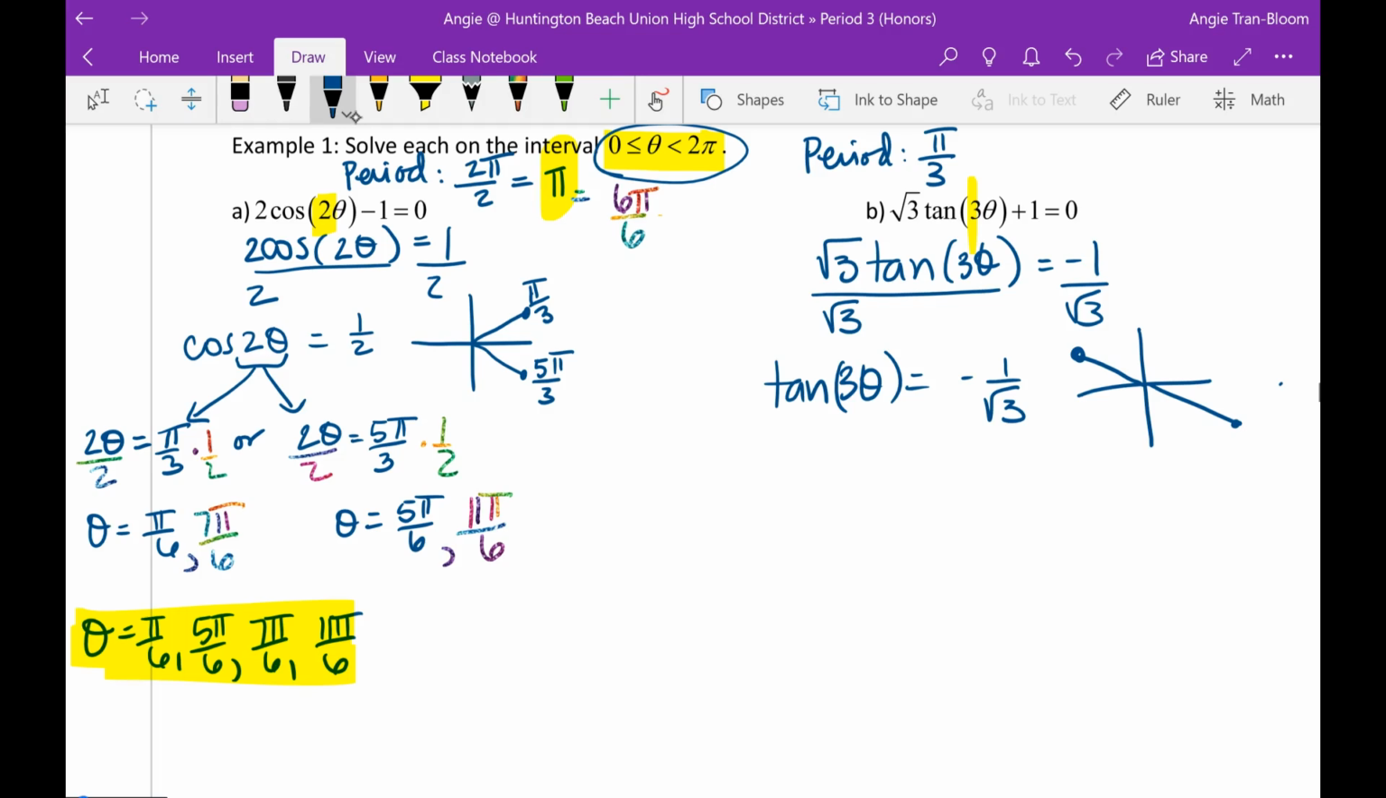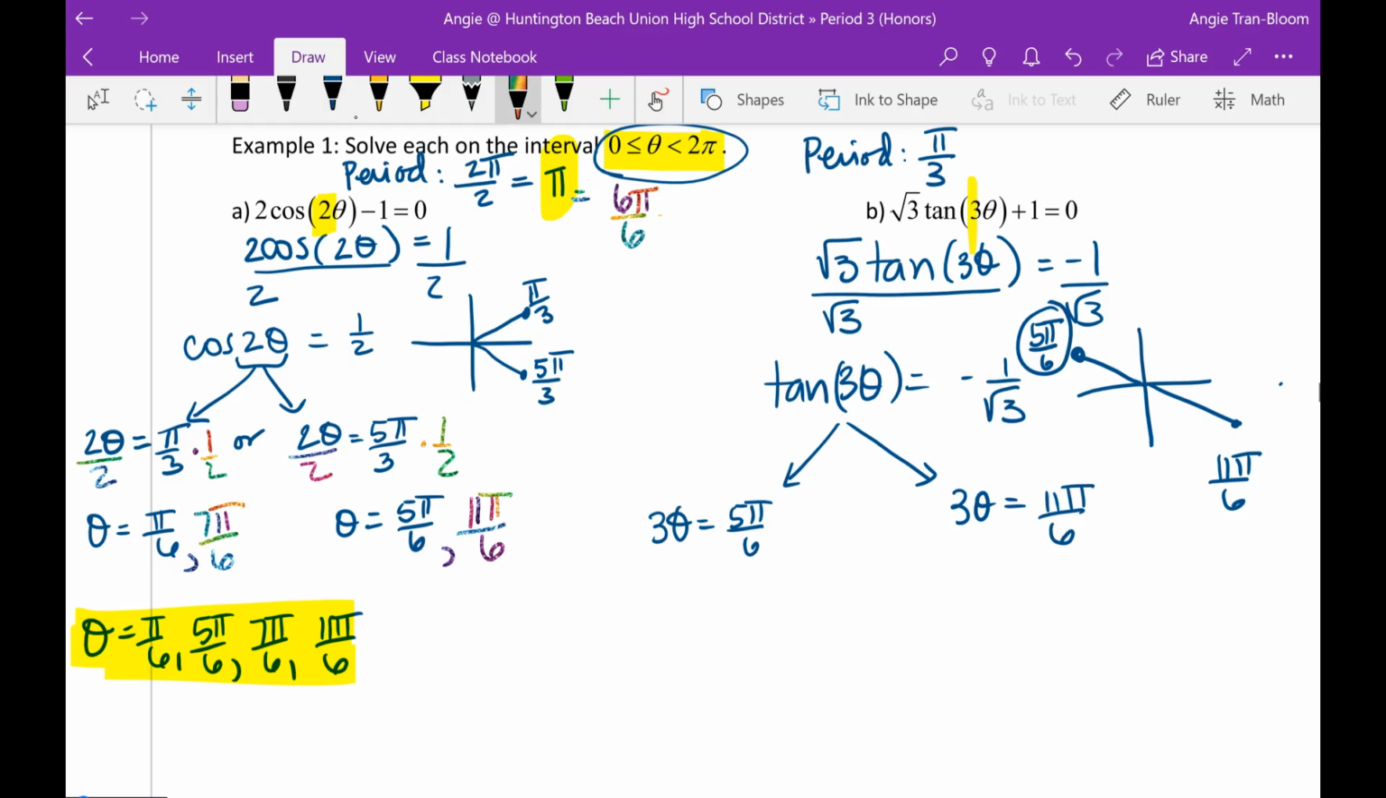Okay. What angle in 2 will give me a -1 over rad 3 ratio for tangent? Multiple of 30 degrees, but I can't have 30 degrees. I'm in quad 2, and I can't have degrees. I don't want radians. So what would that be? 5 pi over 6. Okay. Then in quad 4, that will give me what? 11 pi over 6. So over here, I'm going to take 3 theta equals 5 pi over 6, or 3 theta equals 11 pi over 6.